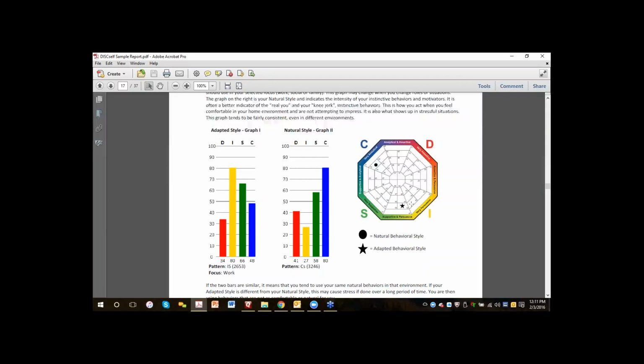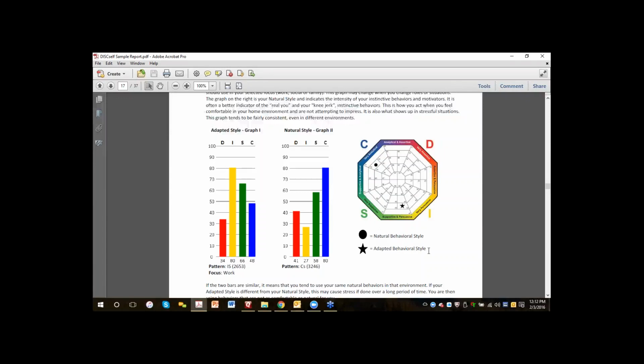So the further the star is away from the circle, in other words, your adapted and natural, the more this person has to flex, the more stress, internal stress they are taking on because they feel they have to behave this way, the way of the star, at work to reduce interpersonal stress. I hope that makes sense to everybody. The closer they are together, the less stress this person is taking on. So that would be the difference between natural and adapted. The variance of the two over long stretches of time is definitely not recommended.